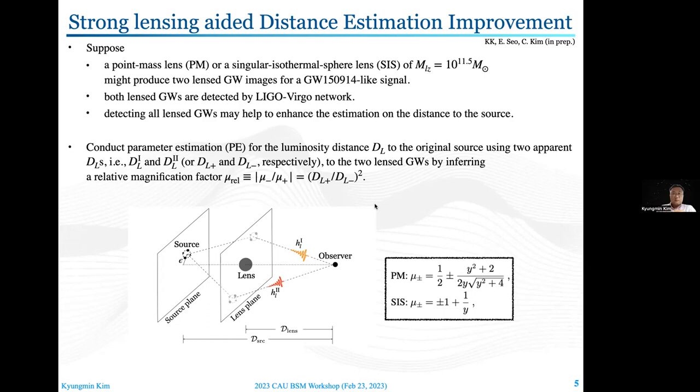Then by inferring the relative magnification, defined like this, where mu plus minus means the magnification factors of those two lensed signals. This relation can also be represented by the apparent luminosity distances to those two images. For your information, depending on the lens model, like the point mass or SIS, the magnification factor mu plus minus can be represented in this closed form.